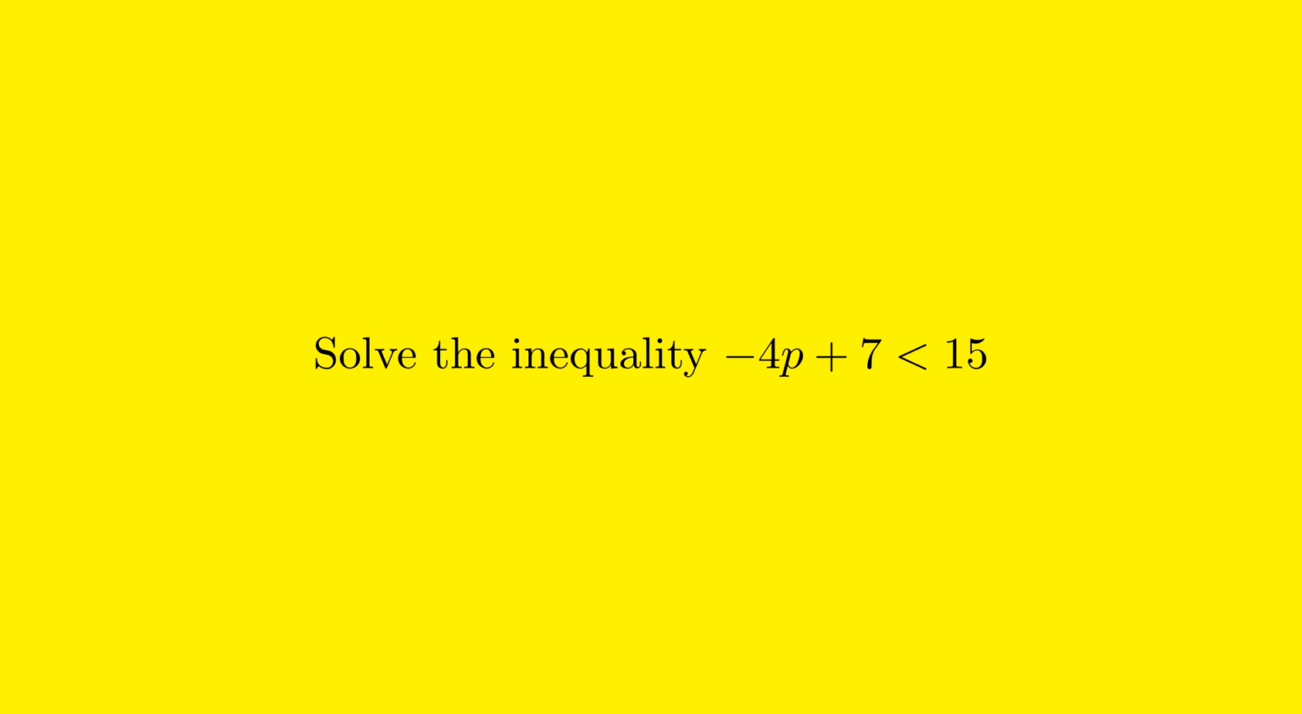Today, we will be solving the inequality negative 4p plus 7 is less than 15. We will go step by step to find the solution in both inequality and interval notation forms. Let's get started.